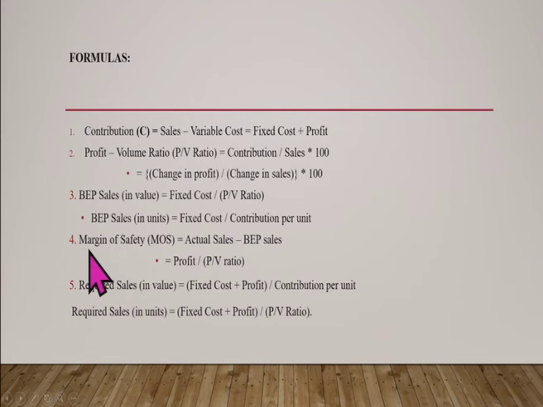Margin of safety: to calculate it, we use two formulas in marginal costing. One is the difference of actual sales and break even sales, that is, actual sales minus break even sales. The other is profit divided by profit volume ratio. For required sales and required units, we take fixed cost plus profit; for units we divide by contribution per unit, and for sales we divide by the profit volume ratio.